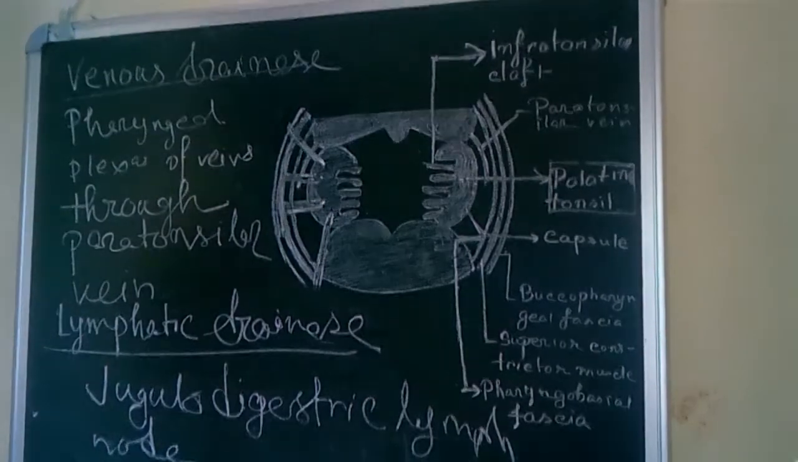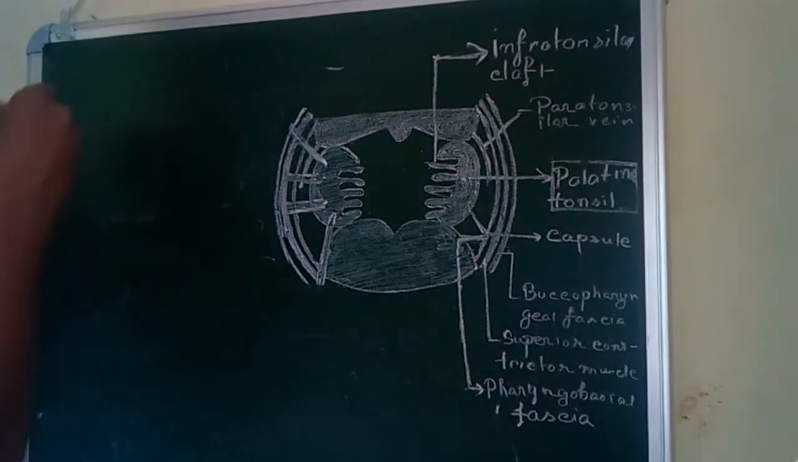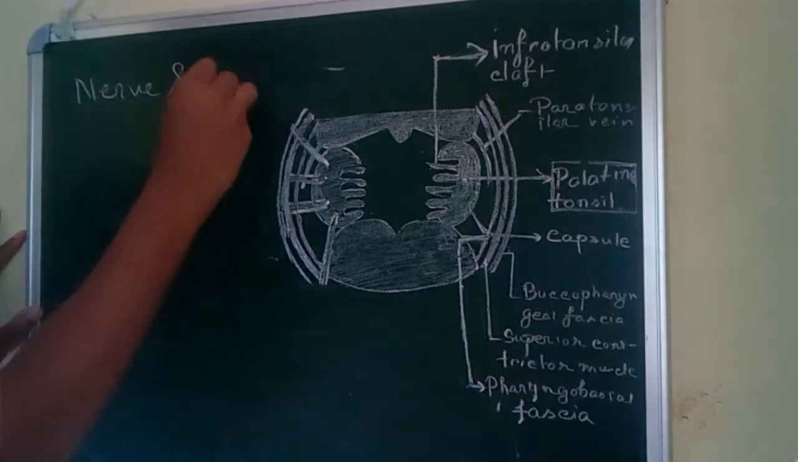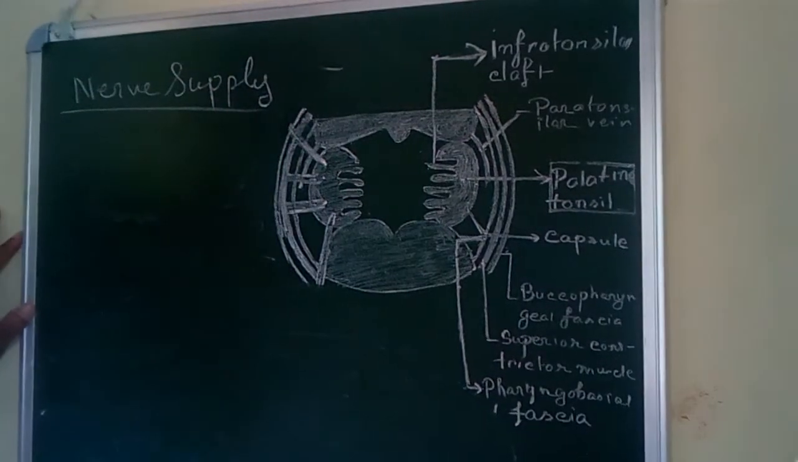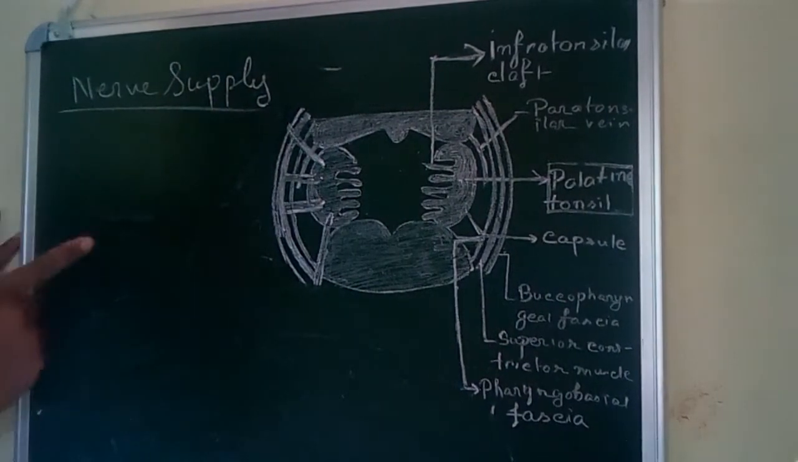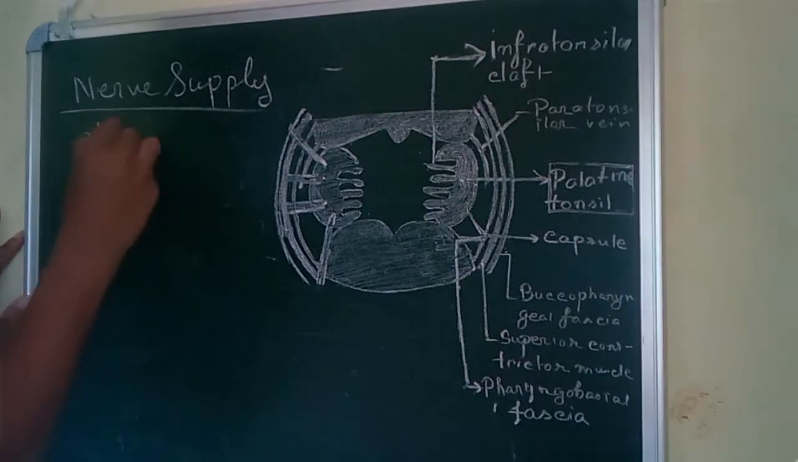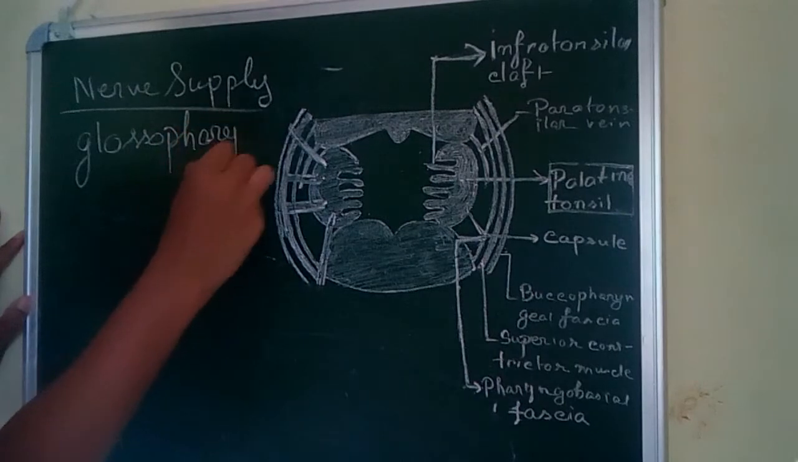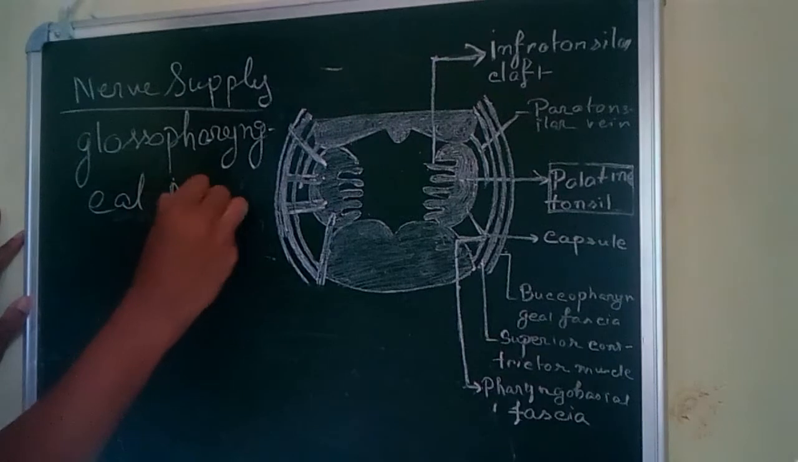So now the nerve supply. The tonsils are supplied by the glossopharyngeal nerve of the respective side.